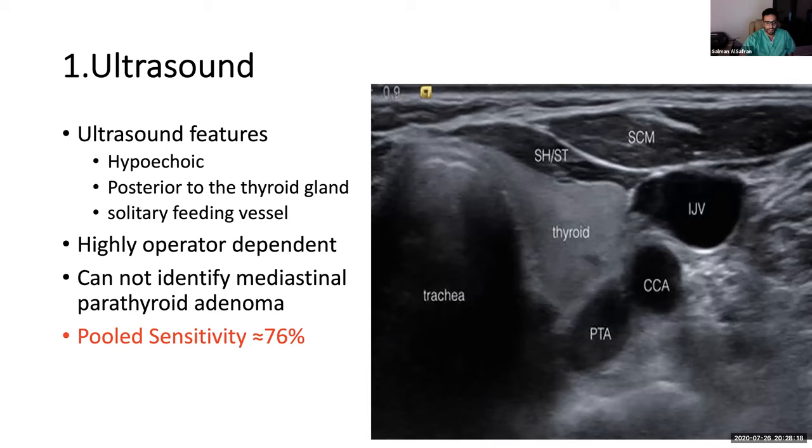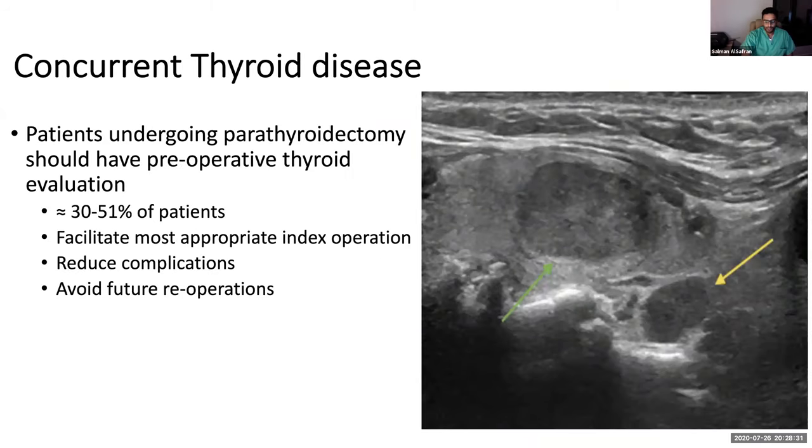When they did the meta-analysis, they looked at the pooled sensitivity, which is pretty high, 76%, with a positive predictive value around 78 or 79. So why do we need to do an ultrasound? Every patient who's going to have a parathyroid surgery should have an ultrasound of the neck. Always, always. The reason is about 30 to 51% of patients going for parathyroidectomy will have some sort of thyroid pathology that needs to be evaluated or investigated before you take the patient to the operating room. 30 to 50, so it's pretty high. So every single patient who's going to go for parathyroid surgery should have an ultrasound because of the concurrent thyroid disease.